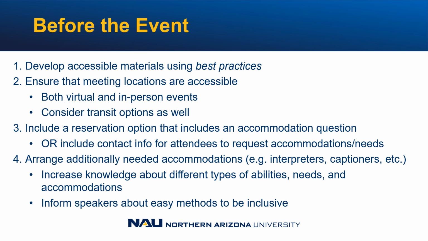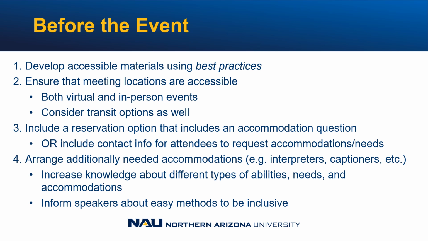Do you have captioning on? Can an individual using a wheelchair get into the building? And consider transit options as well. If someone needs to take the bus, how far away from the bus line is it? Number three, include a reservation option that includes an accommodation question. Or if you don't want to get reservations, include contact information for attendees to request accommodations or needs.